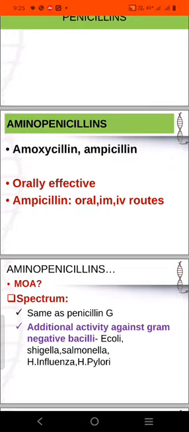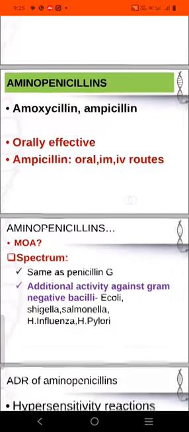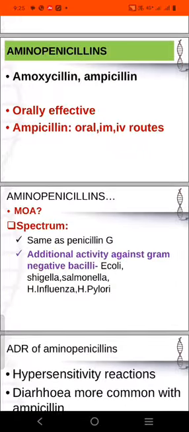Ampicillin is orally effective. It is also destroyed by the enzyme penicillinase. It is given by oral, intramuscular or intravenous route. If you see the mechanism, it is the same as penicillin G, it inhibits the cell wall synthesis of the bacteria. It inhibits the cross-linking of peptidoglycans by binding with the penicillin binding proteins. So it weakens the bacterial cell membrane and causes death of the bacteria. It is also bactericidal.